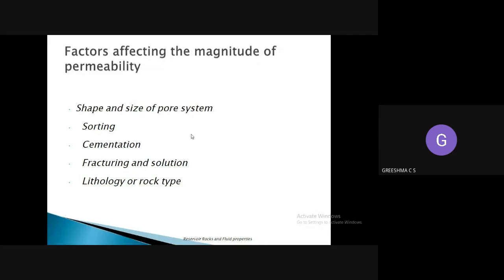Lithology or rock type is based on the rock, whether it is sedimentary rock, metamorphic rock, or igneous rock. Different rocks have different properties, different materials, and different composition, and their permeability and porosity will be different. Their void spaces will be different. The mineral composition will be different. Their permeability will also be different. So that is lithology, rock type.